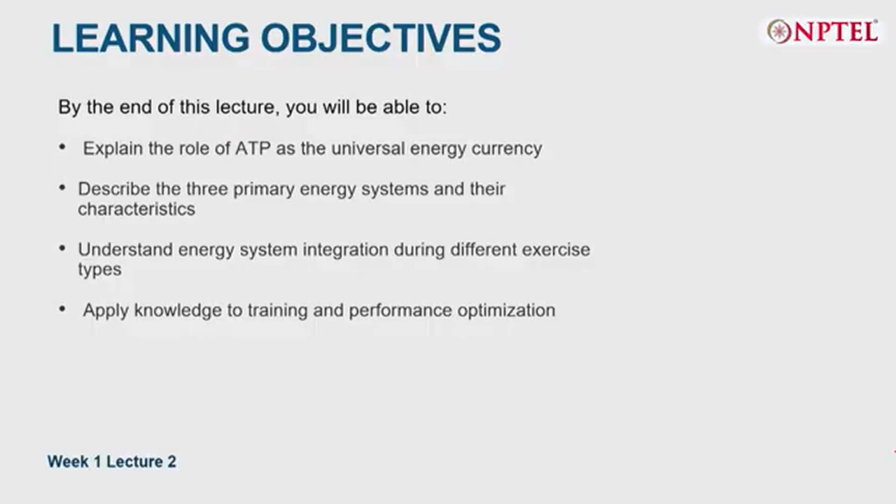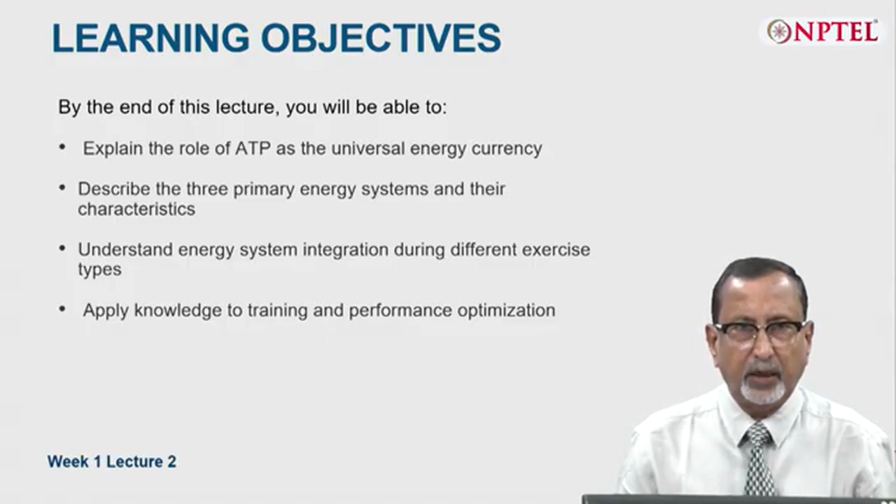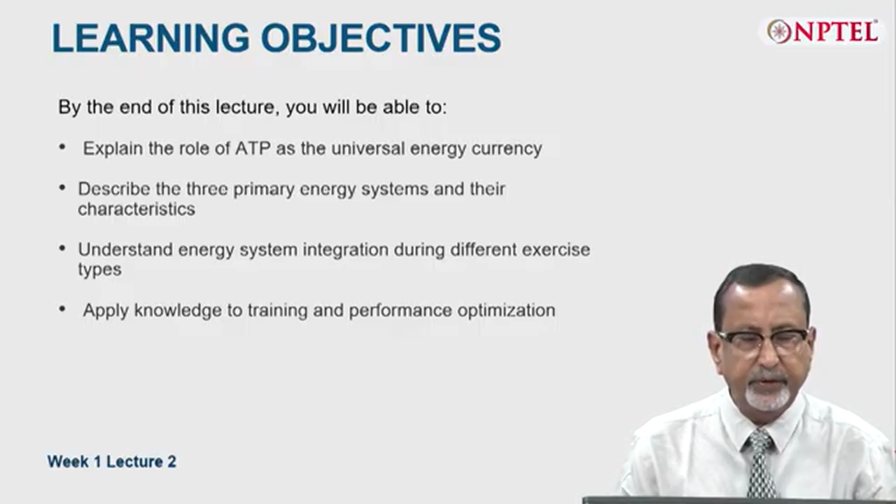As all of you know, the energy in the human body is basically derived in terms of ATP, or adenosine triphosphate. So how is it being evolved, what are the systems?